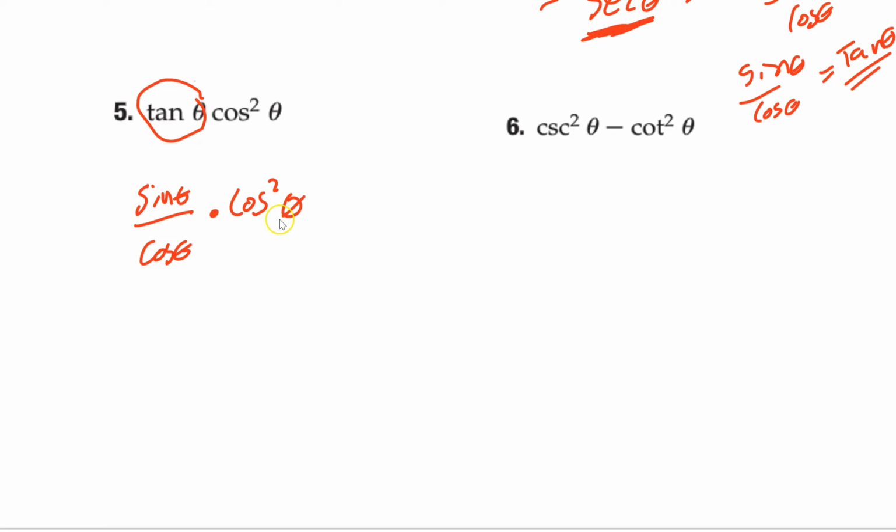And just like the one we just did, if you notice, the cosines are going to cancel out. This is cosine over 1. This cancels with this. And I just get sine theta cosine theta. That's really all I could do.